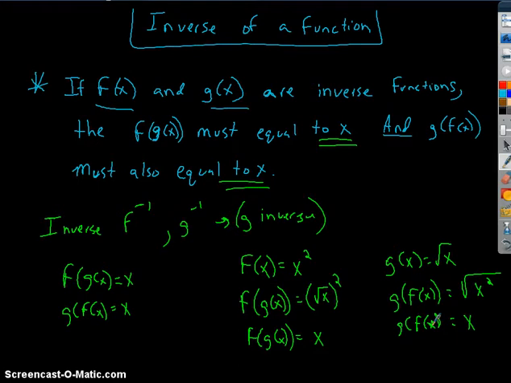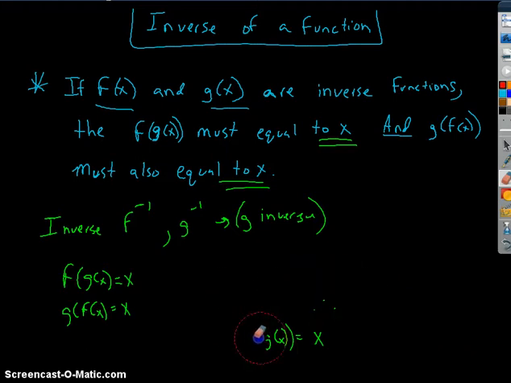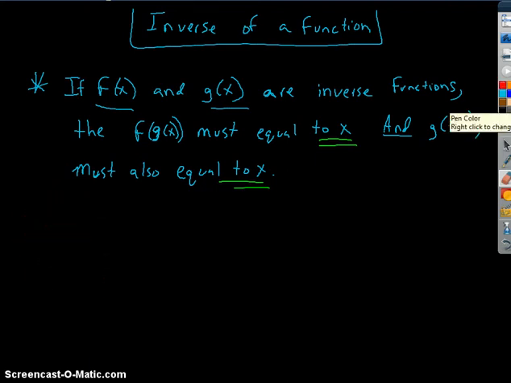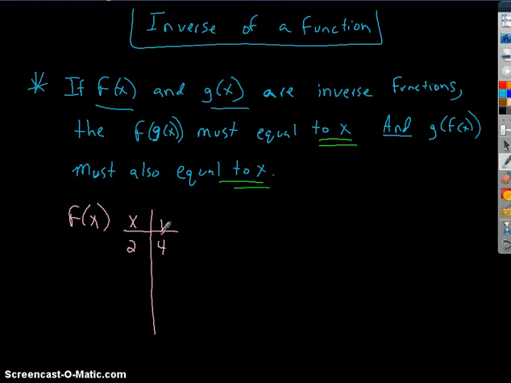Another way I can show inverse is this. If I looked at the two functions, f of x and g of x, and I interchange domain and range, we can show they're inverses of each other. So what I mean is this. If I told you that f of x has the ordered pairs, x and y, (2, 4), let's think about it, say it was x squared. So (2, 4), (3, 9), (4, 16), and so forth.